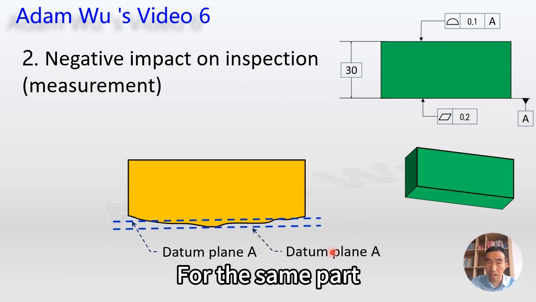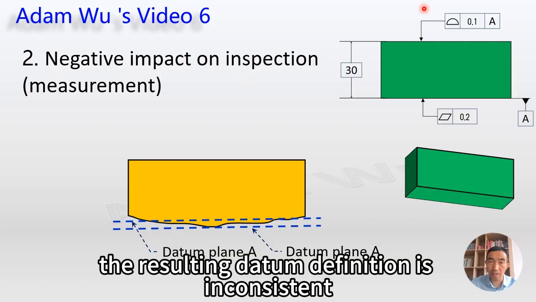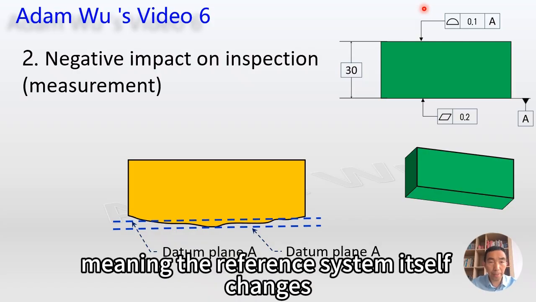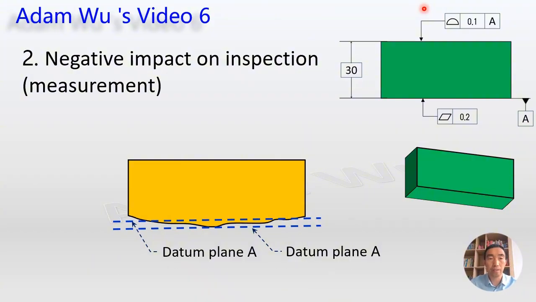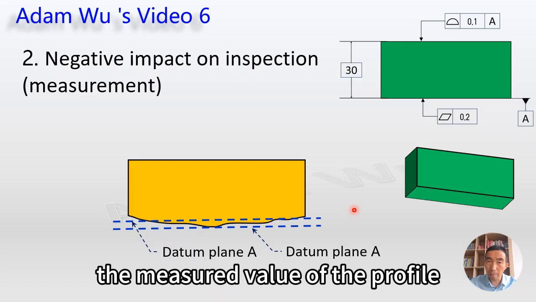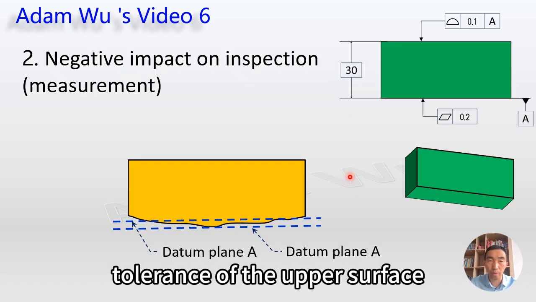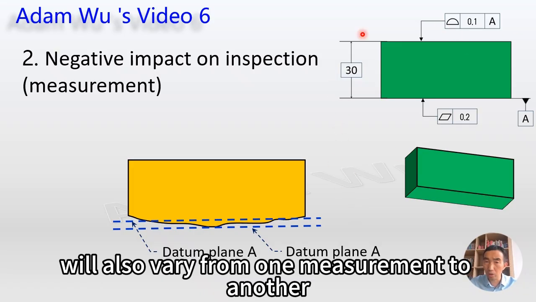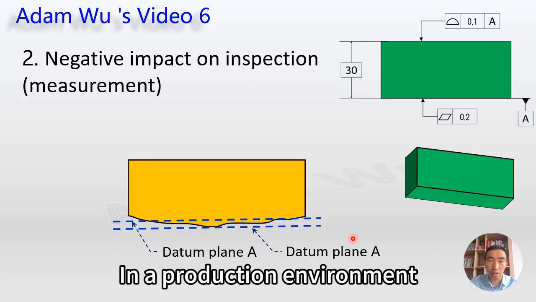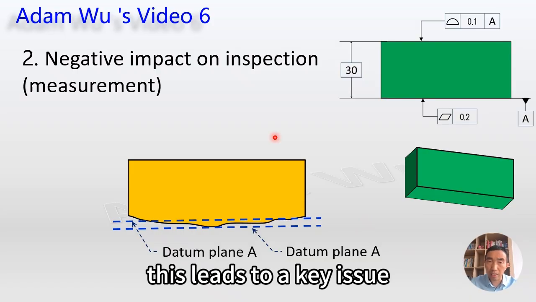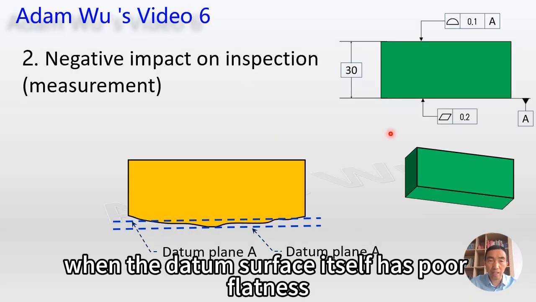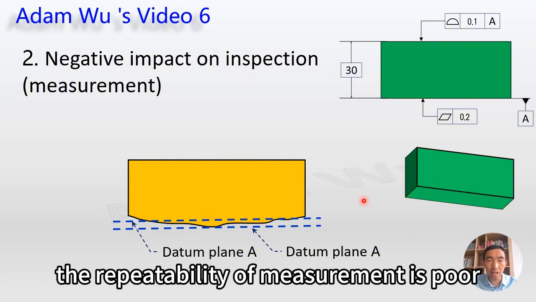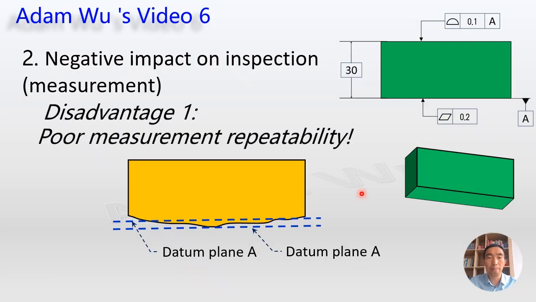For the same part, the resulting datum definition is inconsistent, meaning the reference system itself changes between inspections. As a consequence, the measured value of the profile tolerance of the upper surface will also vary from one measurement to another. In a production environment, this leads to a key issue. When the datum surface itself has poor flatness, the repeatability of measurement is poor.